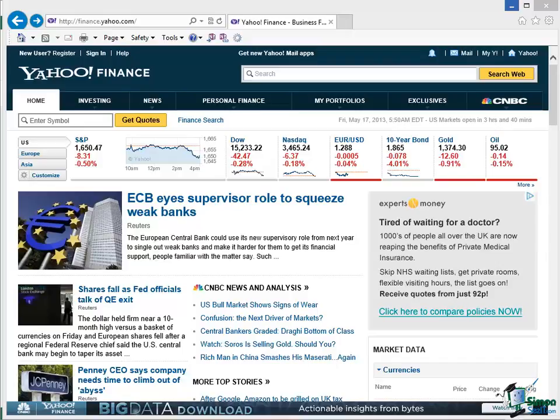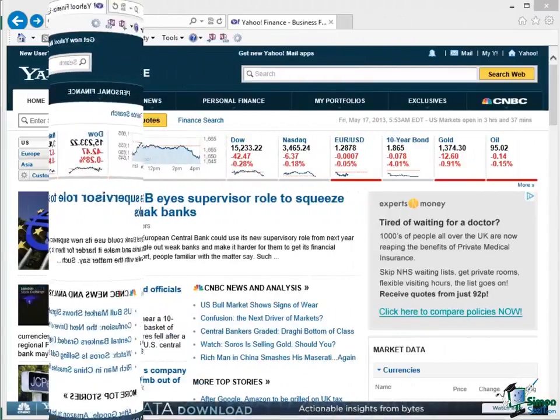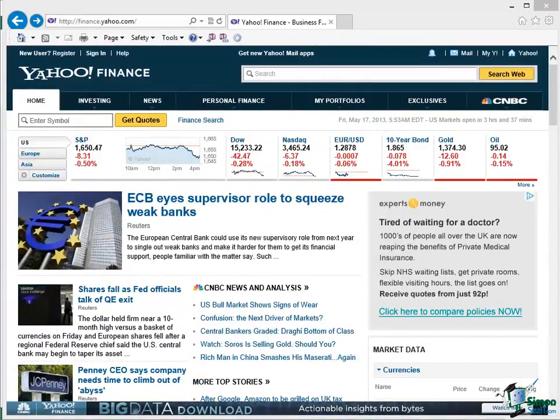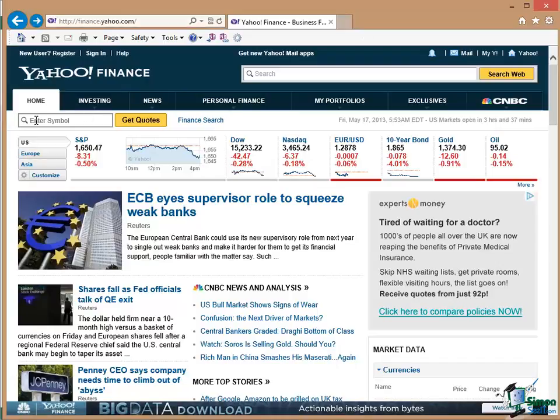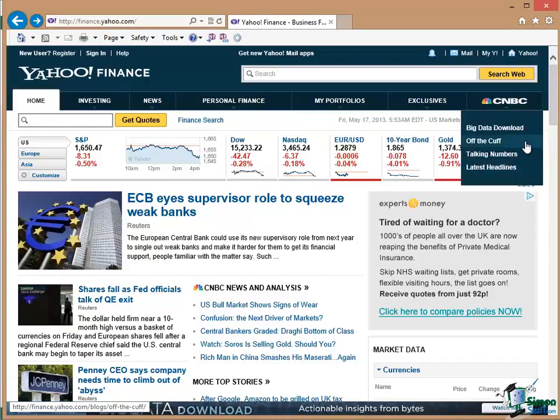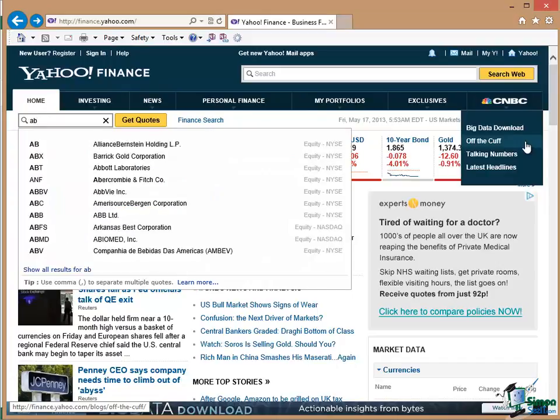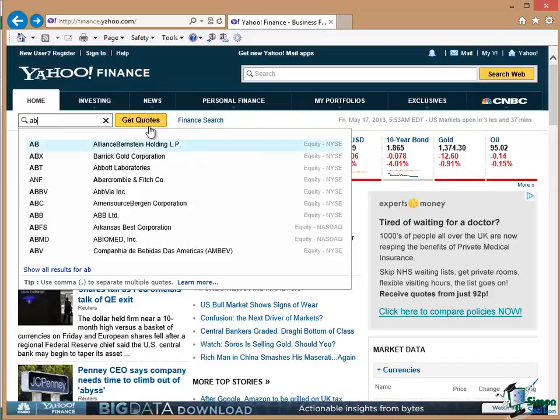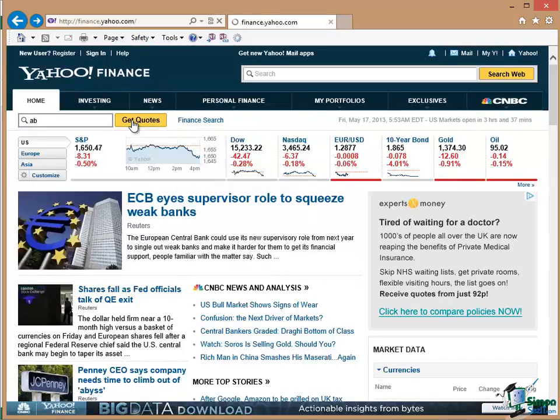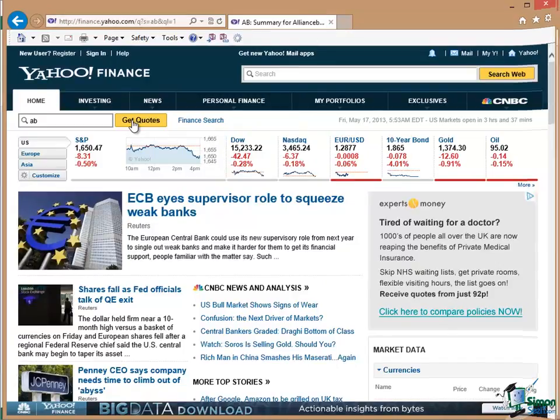So first of all, I'm going to get some prices from Yahoo Finance. I've already chosen a stock. If you're going to work along with this, why don't you choose a different one to me, but you need to know the symbol, or you can look for a name. I'm going to use one of the first ones that appears. It's Alliance Bernstein Holding LP. If I click on Get Quotes, I will get quotes for that particular stock from Yahoo Finance.